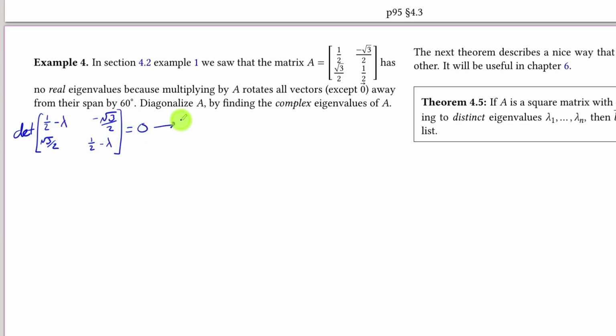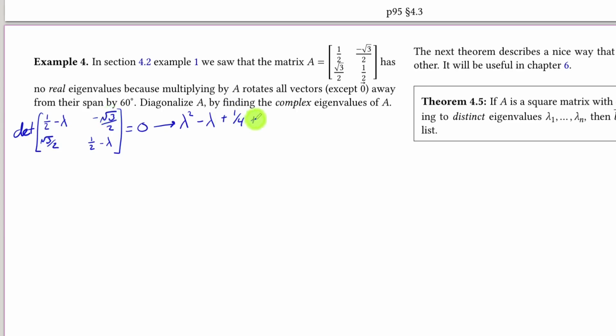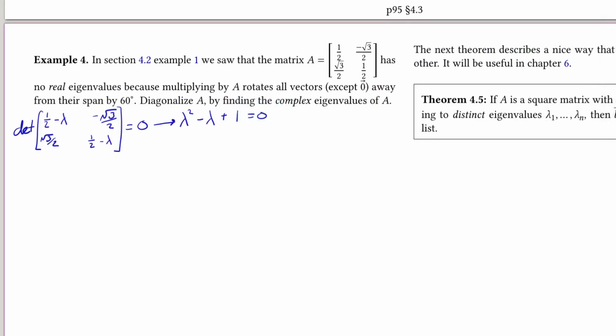And the determinant of this is going to be the quantity 1/2 minus lambda squared, which will end up being lambda squared minus lambda plus 1/4. That minus root 3 over 2 times negative root 3 over 2 gives you plus 3/4. And 1/4 plus 3/4 gives you just 1. So this is the characteristic equation.